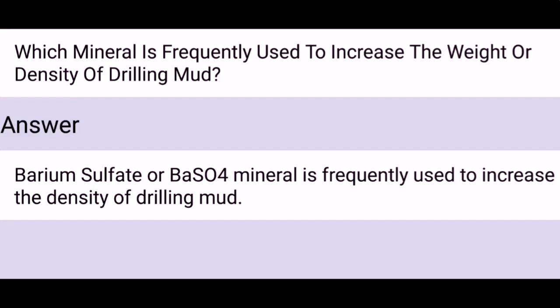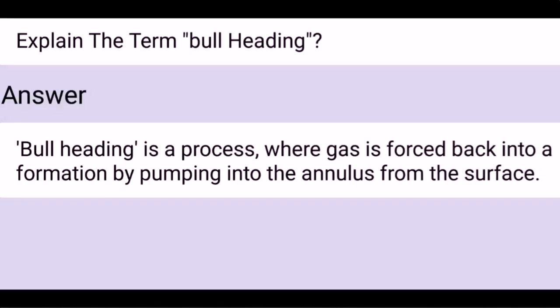Which mineral is frequently used to increase the weight or density of drilling mud? Barium sulfate, or BaSO4, is frequently used to increase the density of drilling mud. Explain the term bullheading. Bullheading is a process where gas is forced back into a formation by pumping into the annulus from the surface.